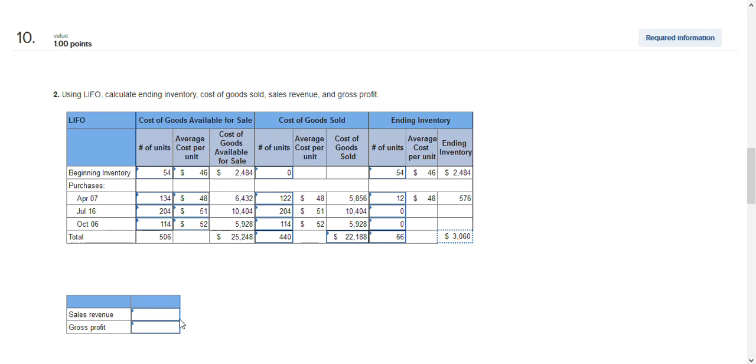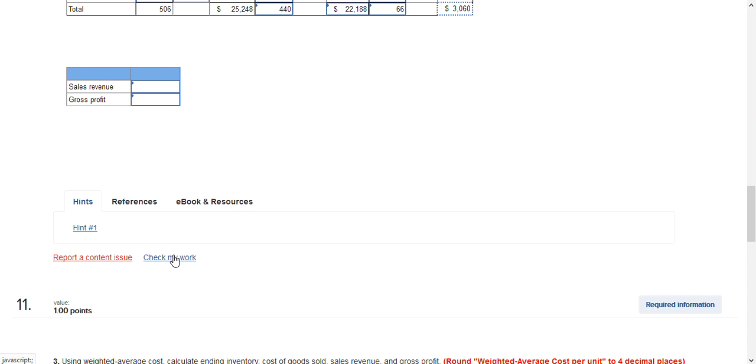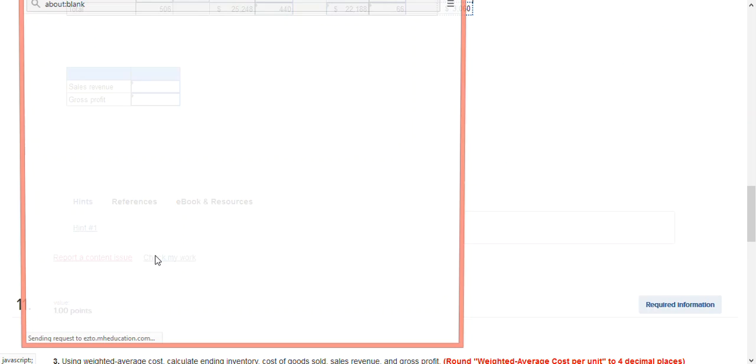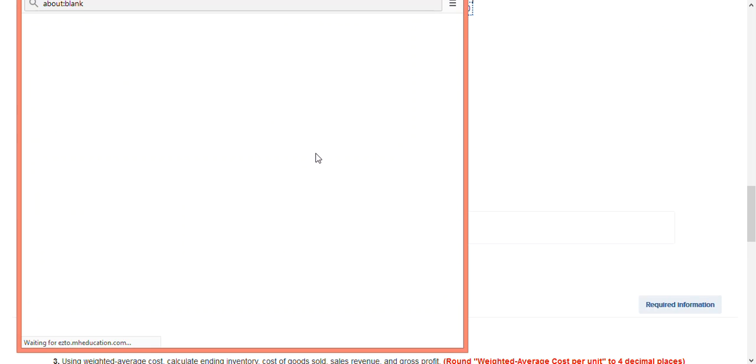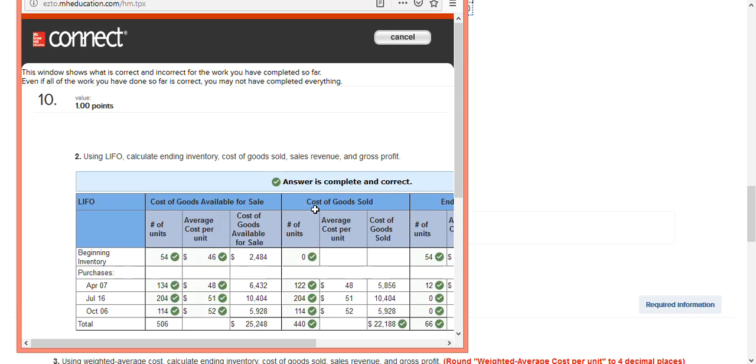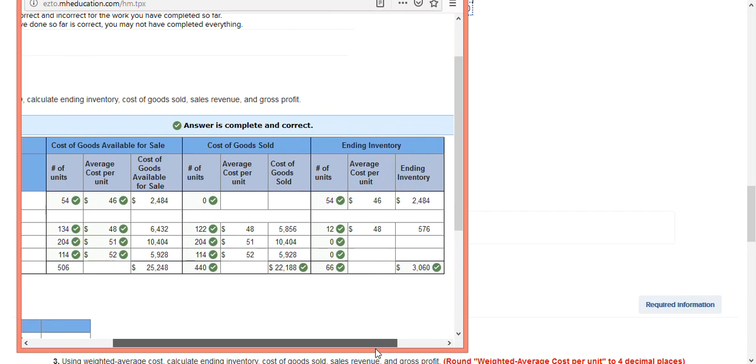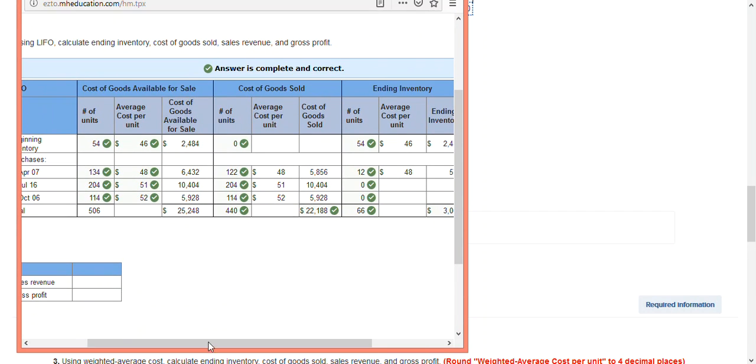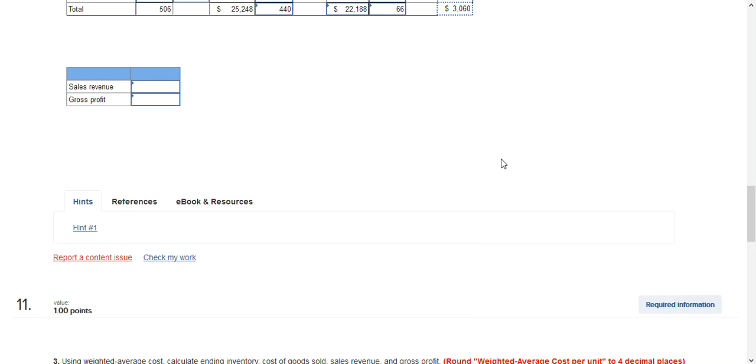All right, so again, let's just make sure before we go forward. So yours should look something like that. And again, there's your sales revenue and gross profit. You're going to go about that process the same way as you did with FIFO.